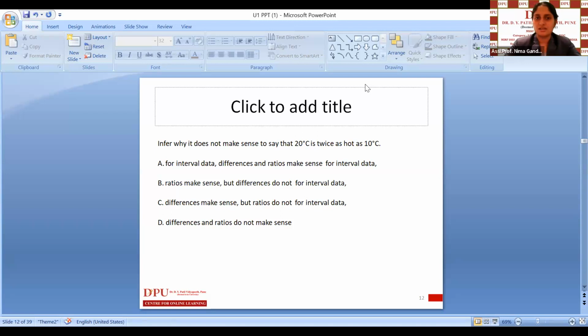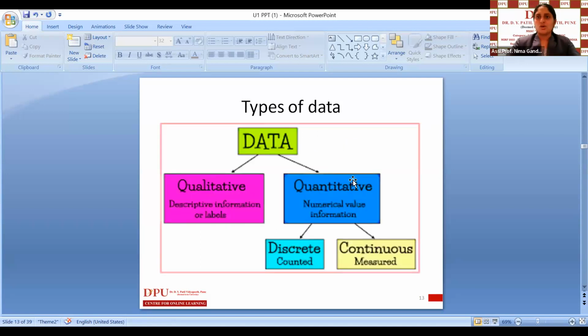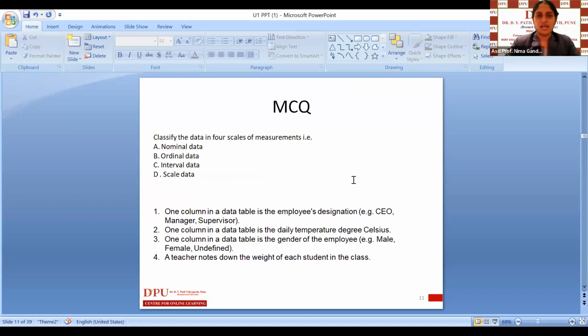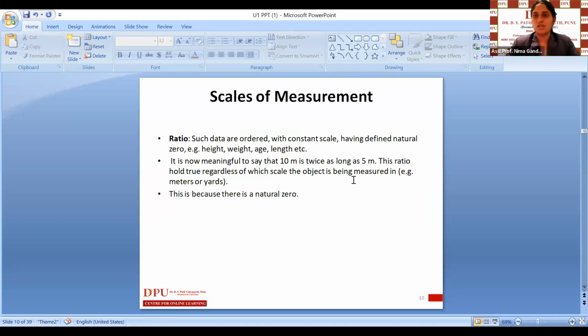So the answer is C. Difference makes sense, but ratio does not for interval data. So basically, all what we have seen is the scales of measurement. So this is how we measure the data.